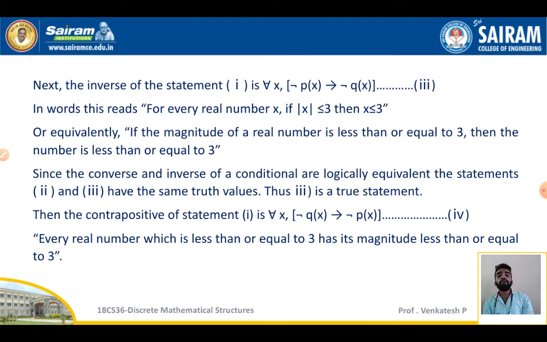So next is the contrapositive one. The contrapositive of 1 is given as: for all x, if negation q of x then negation p of x. I'll be calling this equation number 4. In words, it will be read as: every real number which is less than or equal to 3 has its magnitude less than or equal to 3.